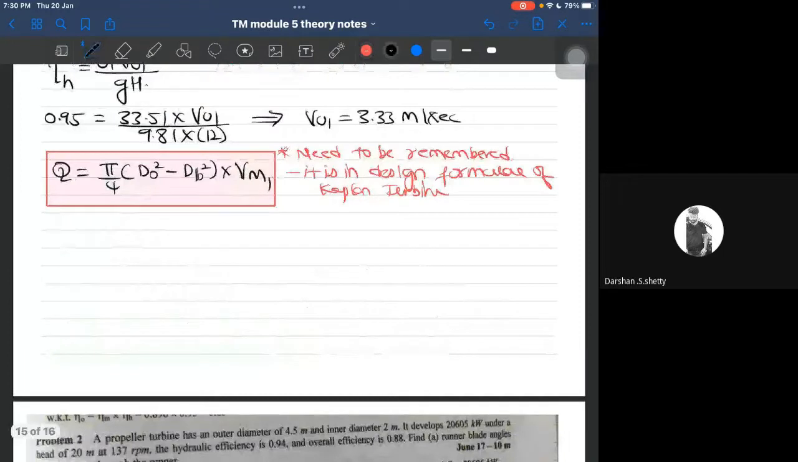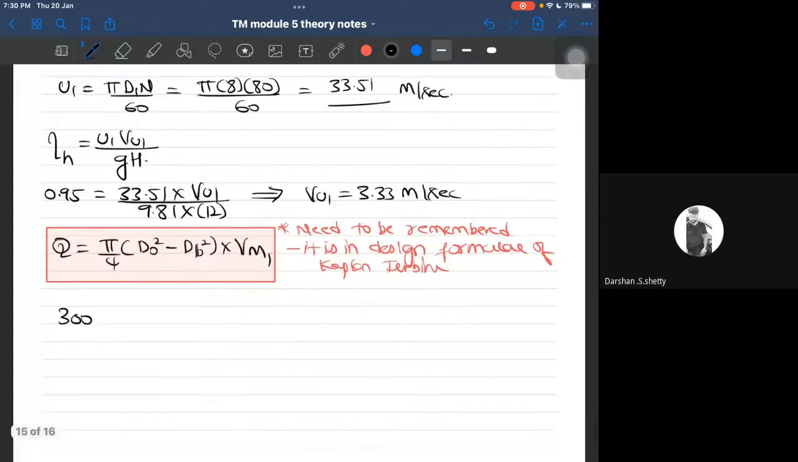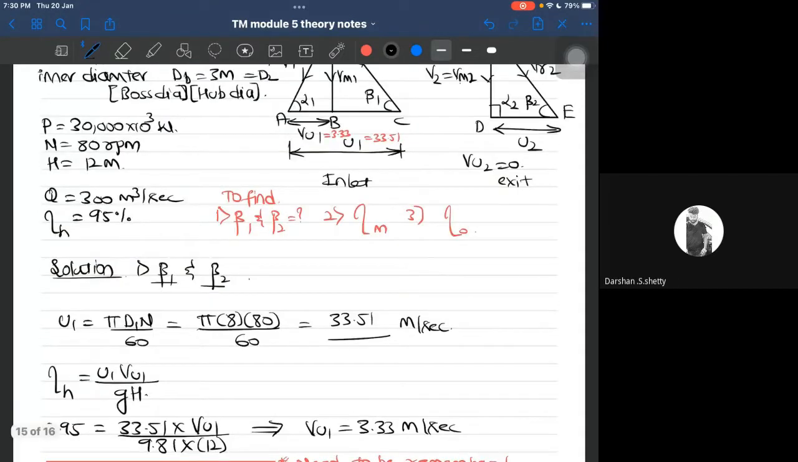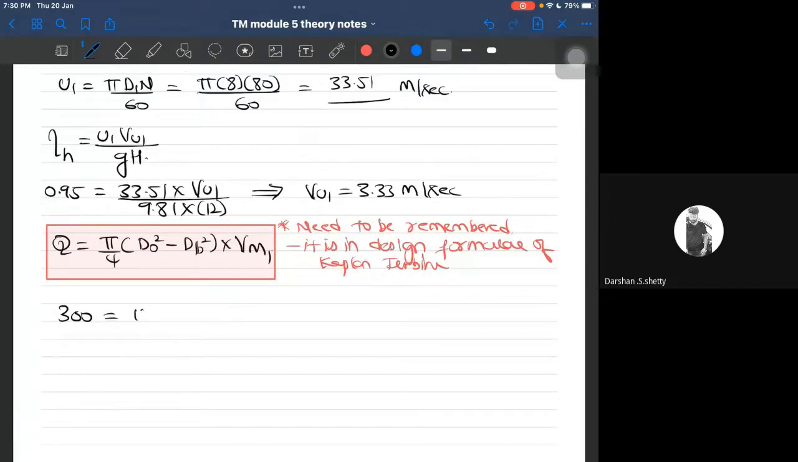So from this, Q value is 300 meter cube per second. That is equal to pi by 4 into d naught square, 8 square, minus dB square, 3 square, into Vm1. So from this, what is the value of Vm1 you are going to get in meters per second? Very good. Thank you, Manish. How much is it? 6.94.